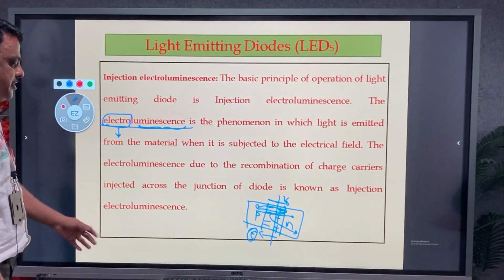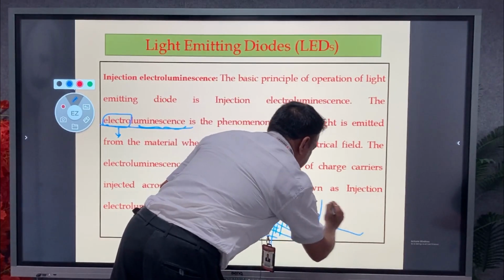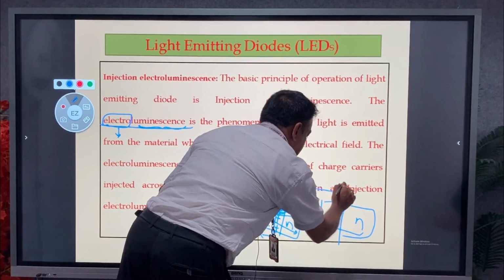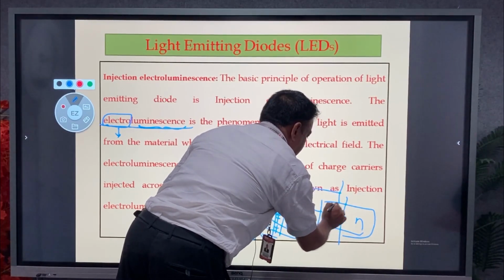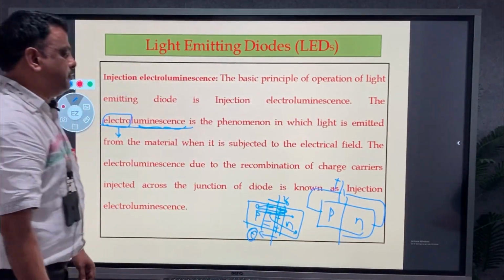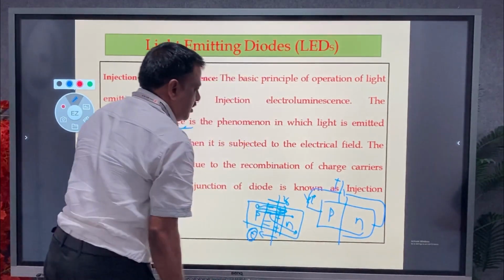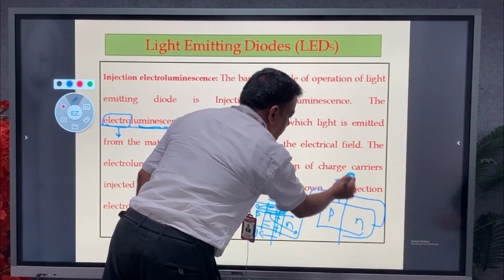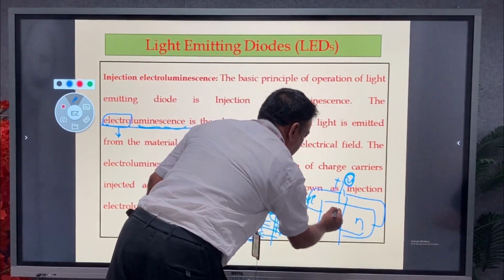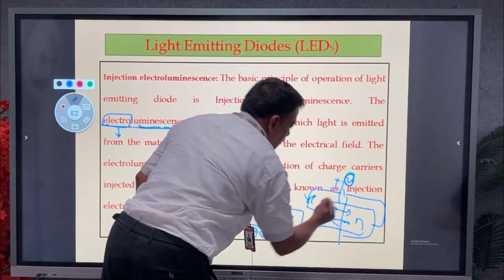So in this condition, the diode is unbiased. Suppose the PN junction diode is forward biased. That means the P end is connected to the positive terminal and the N side is connected to the negative terminal. So electric current is passing through the diode. Here the applied voltage exceeds the barrier voltage. The holes cross to the N side and the electrons from the N side to the P side.